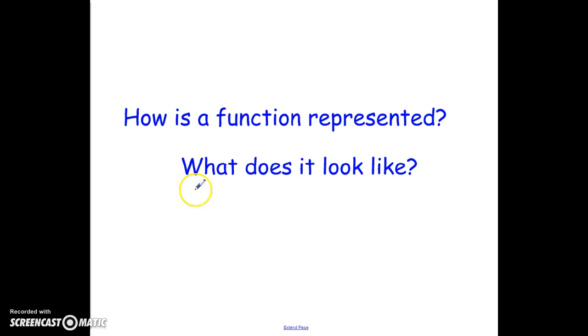So now you should know that a function can be represented by graphs, ordered pairs, mappings, tables, situations, and they look different depending on how it's represented. But you will need to know how each one's represented and be able to tell the difference.